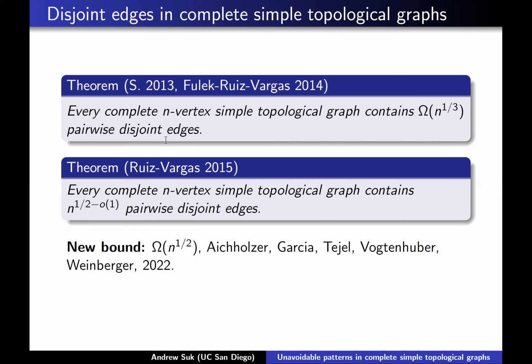Interestingly, the proofs of these results don't generalize to dense simple topological graphs. So the fact that it was complete was essential in all of the arguments. And for dense simple topological graphs, if you want to find a bunch of pairwise disjoint edges, the best known bound is only roughly log n. And in order for me to describe this result, I need to go back to the sparse setting.